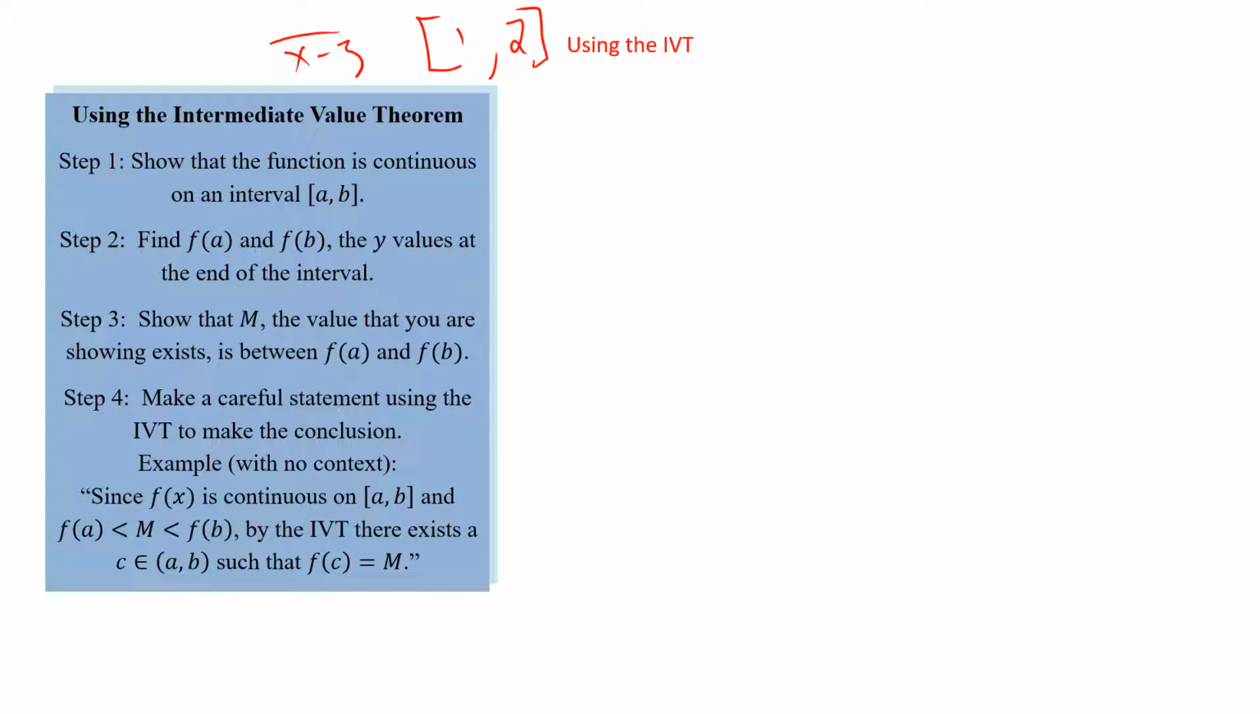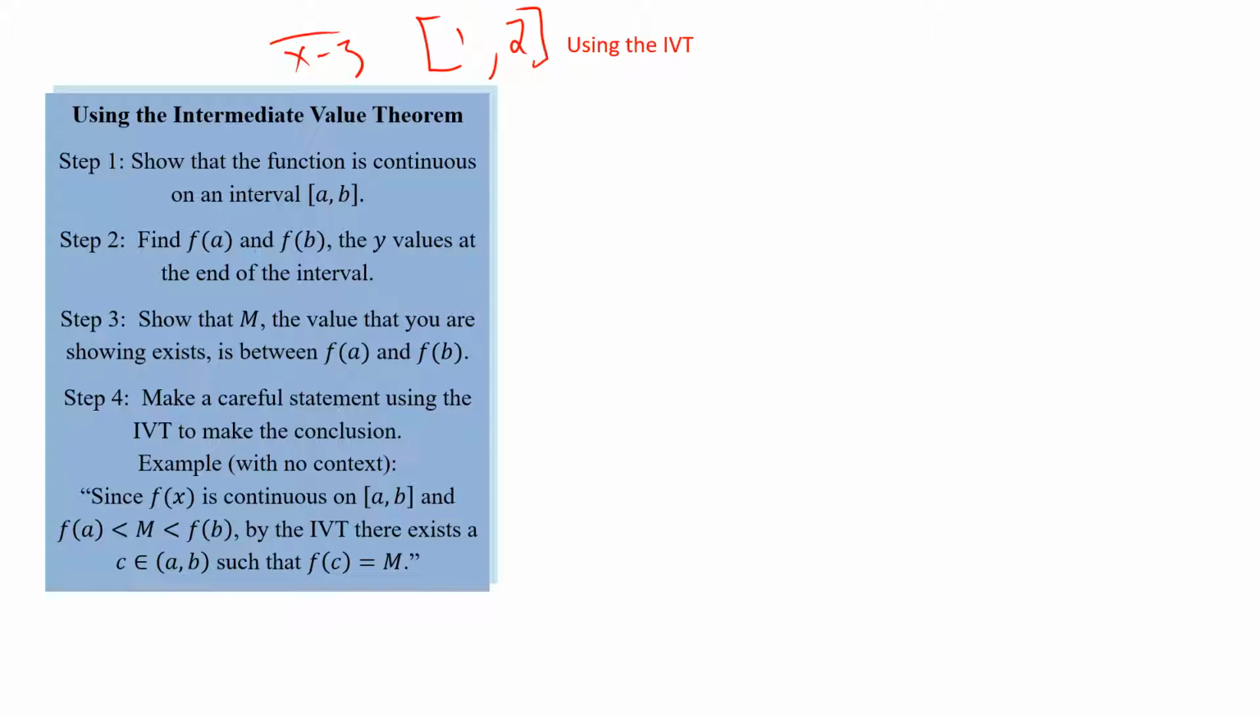Step 3, show that the value we're looking for is in between those endpoints. That is simply writing an inequality. The small endpoint is less than the value we're looking for, which is less than the big endpoint. If that is not the case, the intermediate value theorem doesn't hold, so you can't do anything. And then finally, step 4, make a very, very careful statement using the intermediate value theorem to make your conclusion.